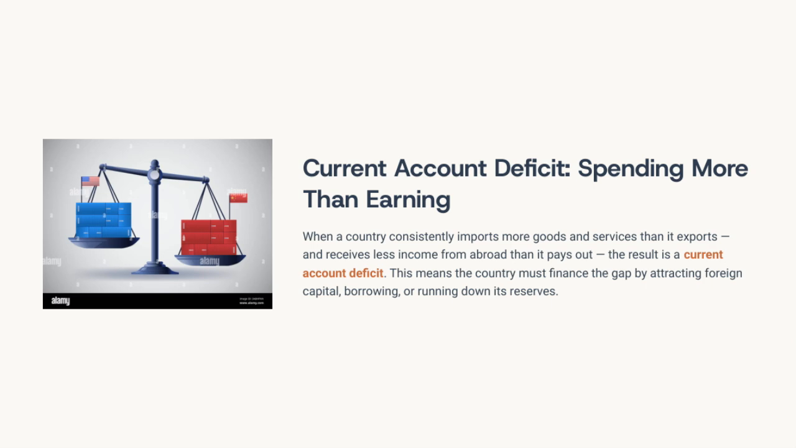The country has a few options. It can attract foreign capital, which might come in the form of investments or loans. It can borrow money from abroad, or it can use up its reserves, which are the savings it has built up over time. This concept ties into the overall theme of how countries manage their economic relationships with the rest of the world. A current account deficit isn't necessarily bad. Sometimes it's a sign of strong investment and growth prospects, but it does mean the country is relying on external sources to finance its spending.